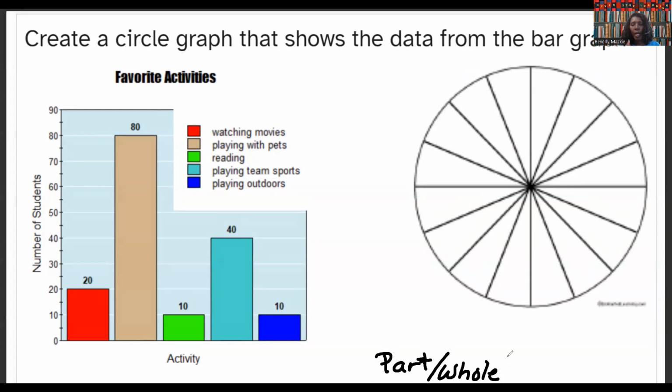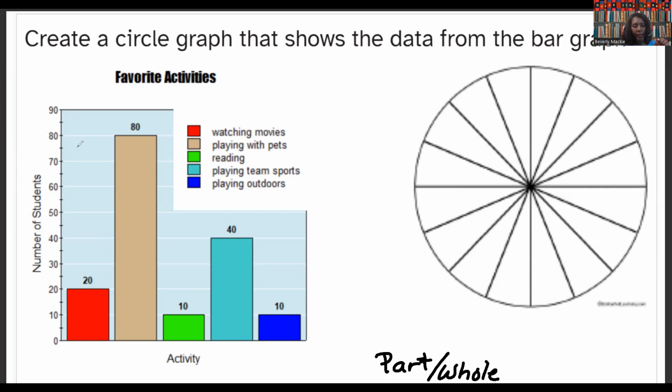It's going to represent 100% of the total students. Even though our total is more than 100, if you just look at playing with pets, it's 80. So that's what some people get confused about. The circle represents 100% of the total, even if the total is less or more. But we do need to know the total. So how do we find out the total number of students that were surveyed?